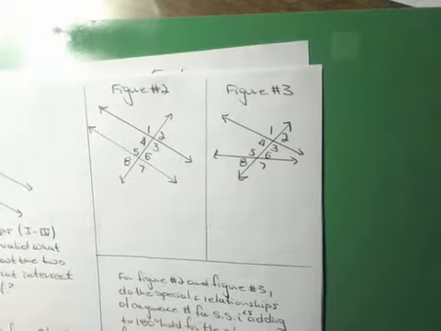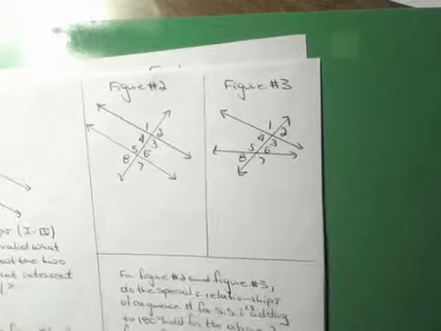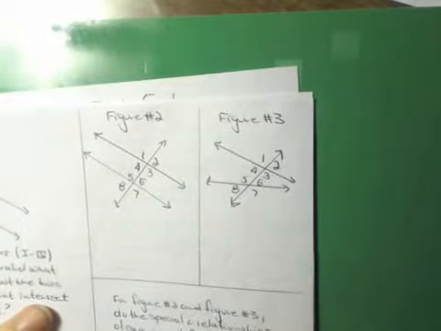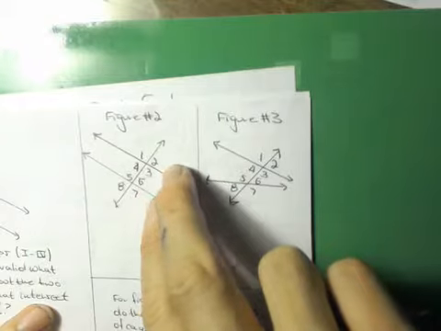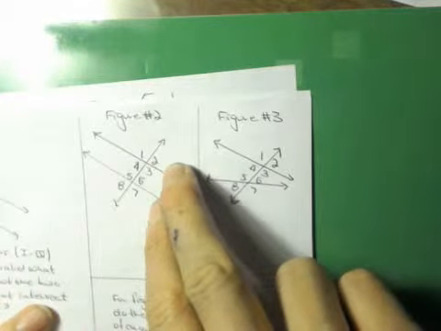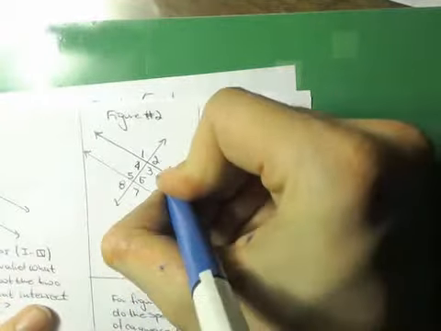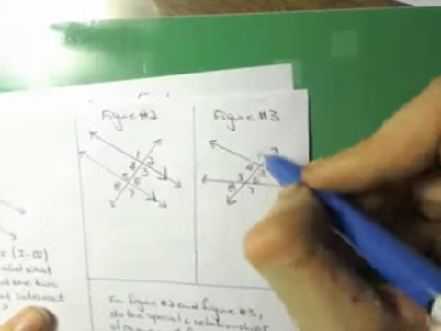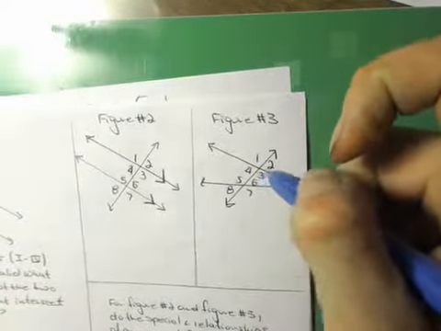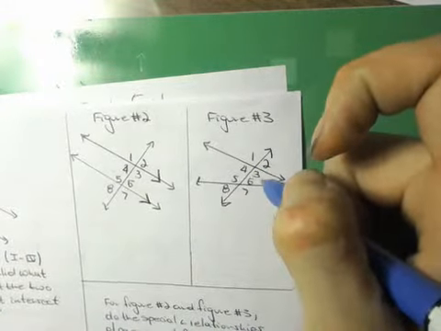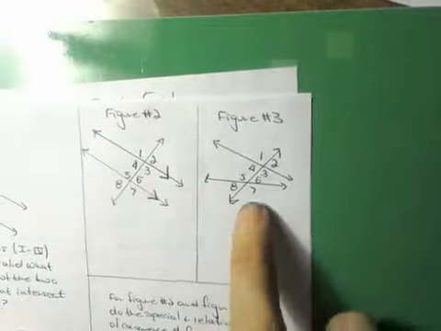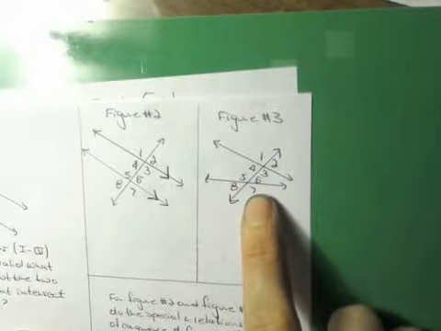Okay, so now we're moving on. A little bit different. So for figure 2 and figure 3, we're looking at these. We have a transversal, and we have 2 coplanar lines that are parallel, and they're supposed to be parallel. Then we have this figure in which our coplanar lines are not parallel. For figure 2, we're going to get into identifying a transversal when we don't have parallel lines.